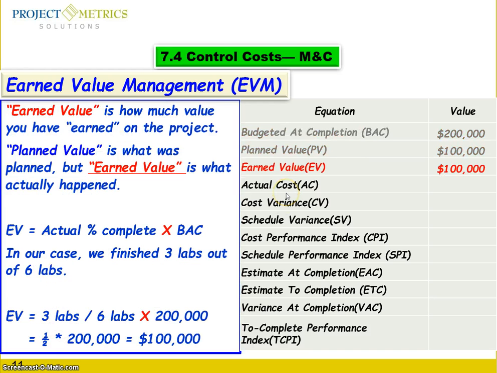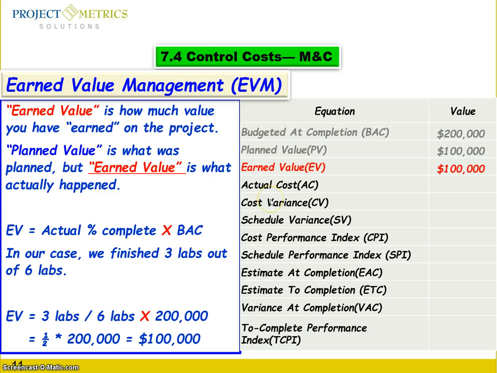Now we are going to calculate the earned value. It's how much value you have earned on the project. Planned value is what was planned, but earned value is what actually happened. The earned value equals actual percent complete times budget at completion. In our case, we finished 3 labs out of 6 labs, so you're talking about 50%, straightforward.